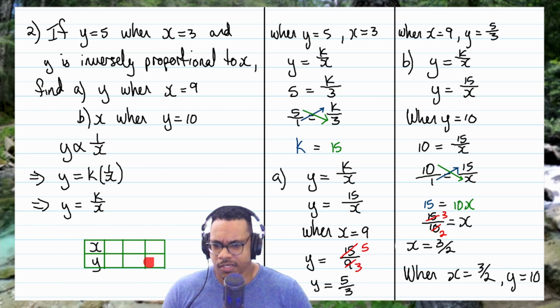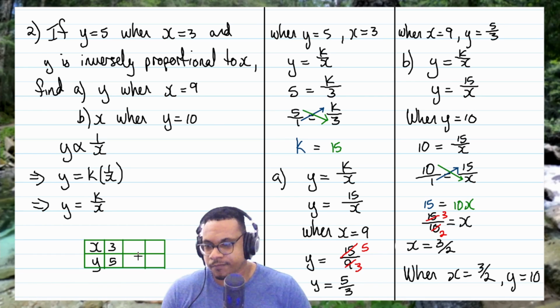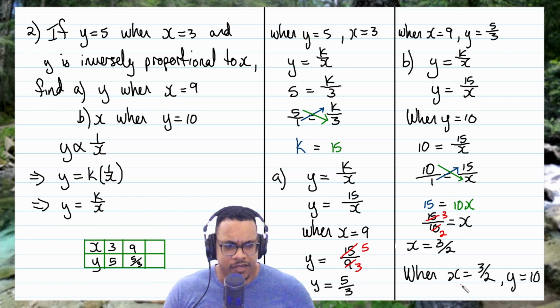So I made a little table here to write the information. So first we'll have y is equal to 5 when x is equal to 3. Then we have x is equal to 9 when y is equal to 5 over 3. And then we have x is equal to 3 over 2 when y is equal to 10.